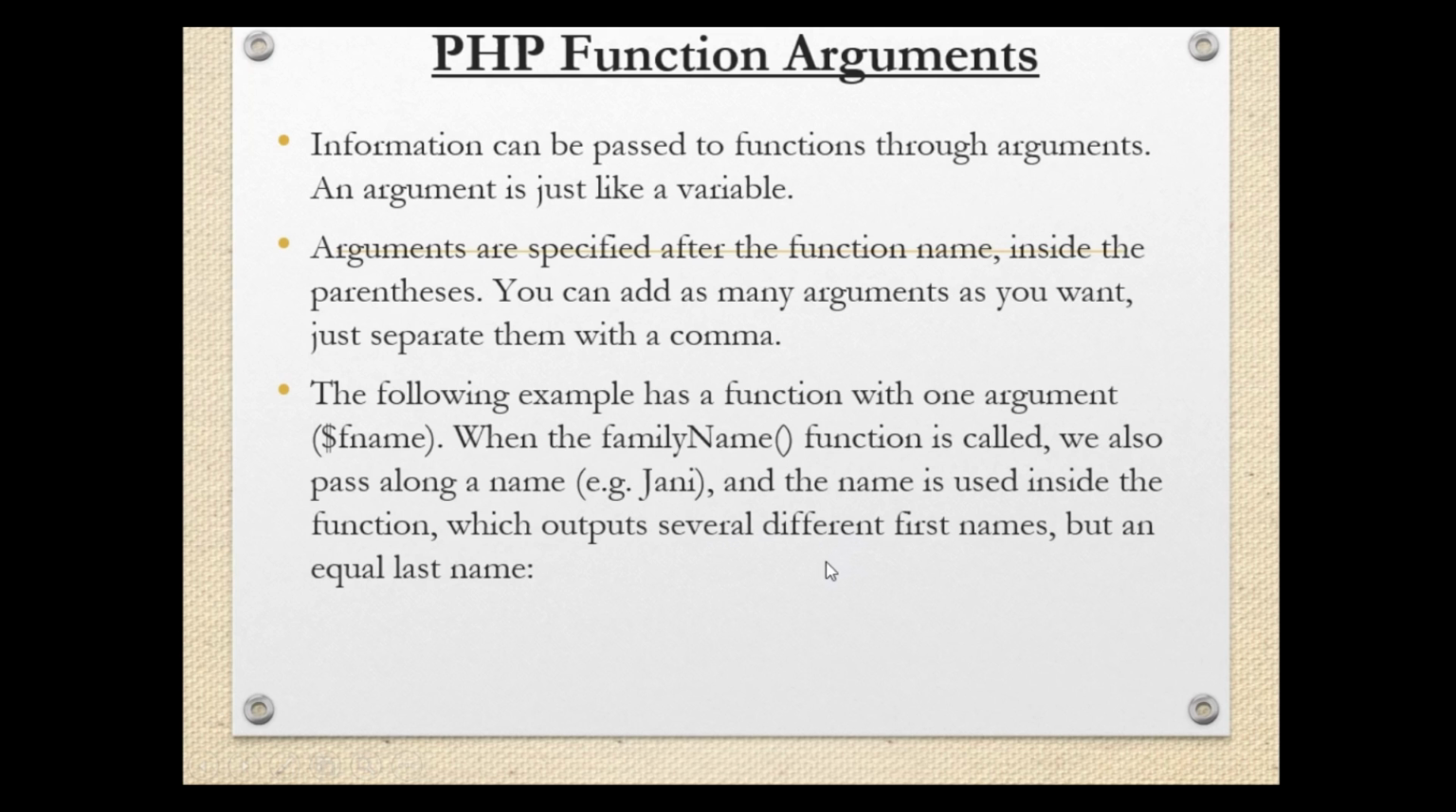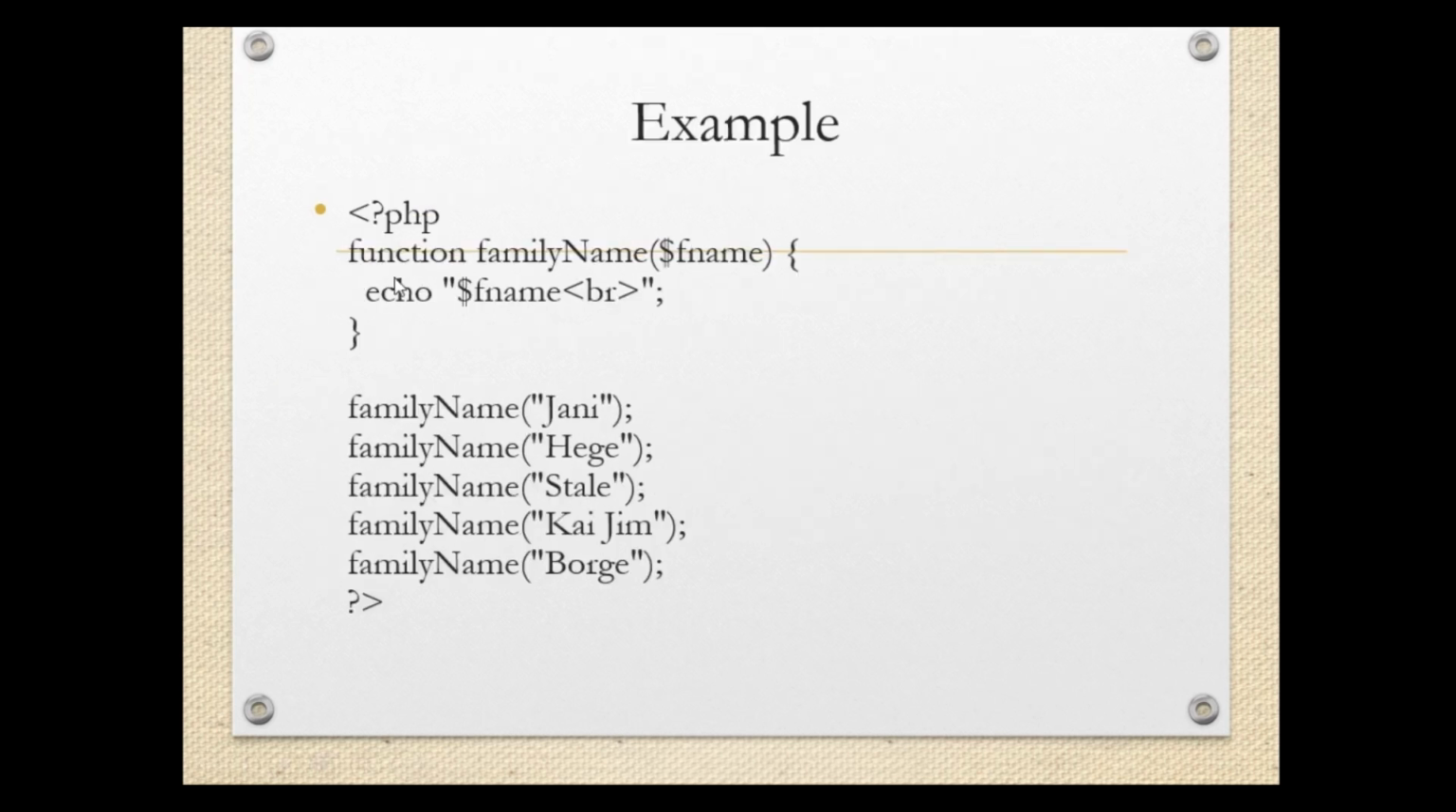So basically students, in a function we can pass variables. Now what is an argument? A function argument is nothing but a variable that we can pass to the function. We can pass as many variables to the function as we want, but the only thing is that we have to separate them by a comma. A simple example, as you can see on the screen, a function with an argument.